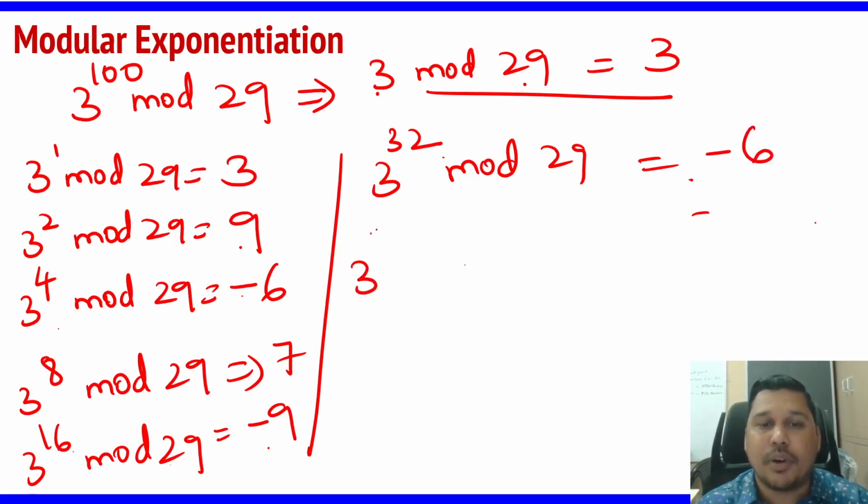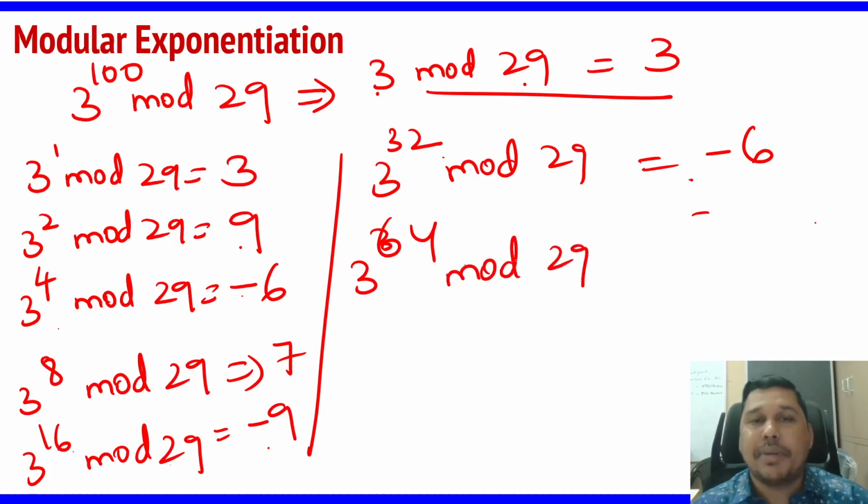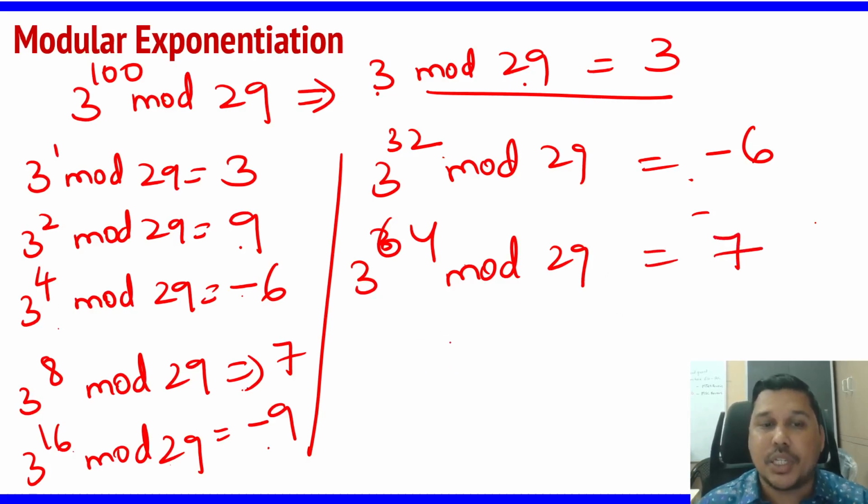Then go for 3 power 64 mod 29. It means 3 power 32 mod 29 into 3 power 32 mod 29, whole mod 29. What is 3 power 32? Minus 6. Minus 6 into minus 6 is 36. 36 mod 29, we got it here, that is 7. We already solved that. That's it. You stop it here.